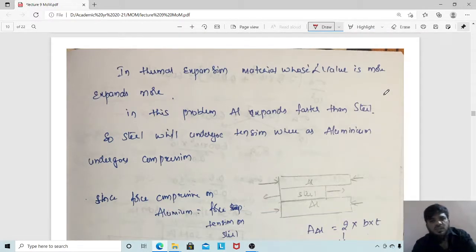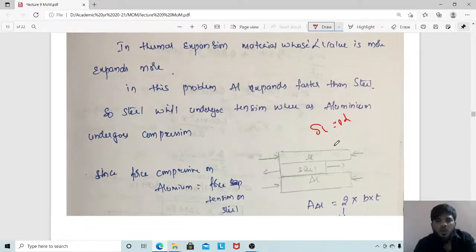So in thermal expansion, the material whose alpha is more will undergo a larger amount of expansion compared to the material whose alpha value is less. Because what is the formula for delta L? Delta L is equal to L into alpha into delta T. So alpha is directly proportional to elongation. If the alpha value is more, the expansion will be more, obviously.